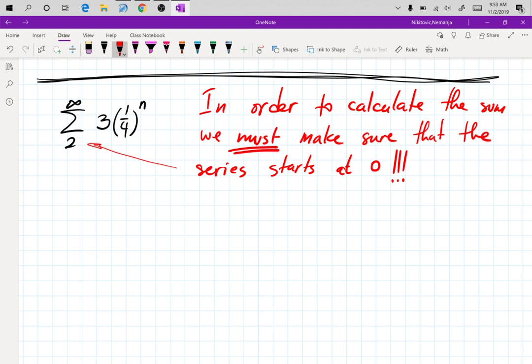Yeah. So let's go and do this. So how do we do this? We are going to do something that is called shifting the counter. Shifting the counter. That's the procedure.